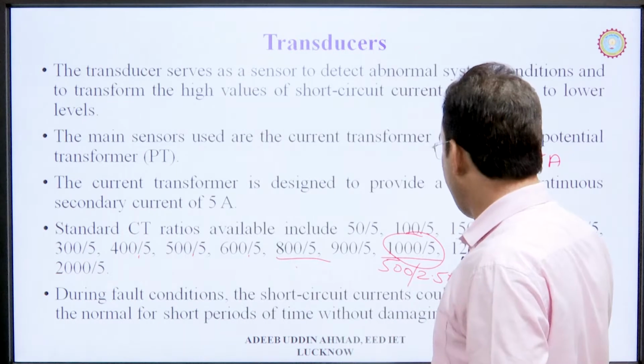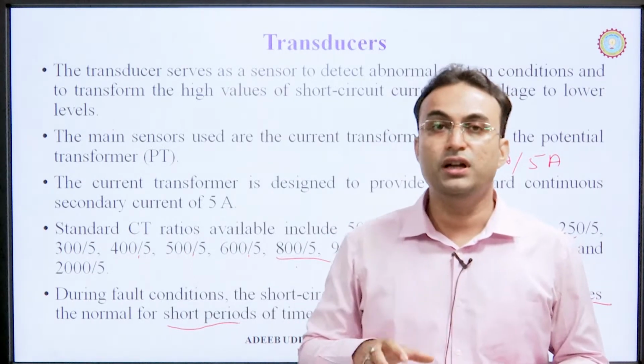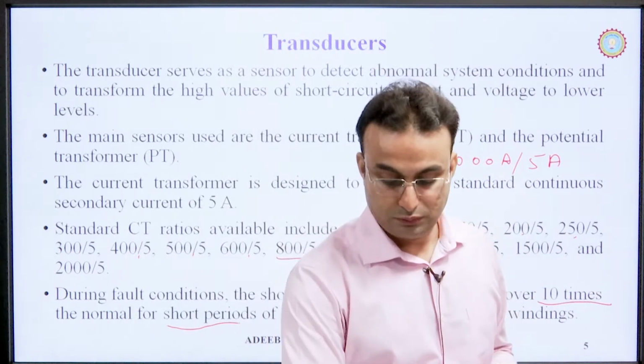CT is very important. When there is a fault, the faulty current is 10 times, or you can say 12 times, 15 times higher than the normal current. But this is a transient current, and it lasts only for a short time period.